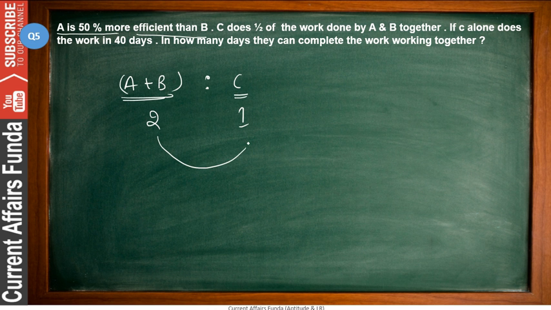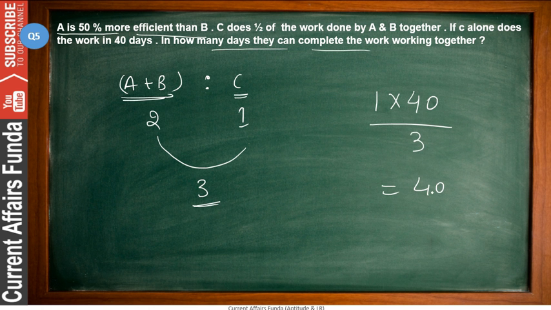So the combined efficiency will be 3. A plus B plus C is 3 units. C alone does the work in 40 days, so the work is the efficiency of C, that is 1, into 40. In how many days can they complete the work? They, that means A plus B plus C. Combined efficiency is 3, so divide by 3, and it will also be 40 by 3. So avoid the previous solution and follow this one, because this is really very precise, and just put your logic. I hope you understand this problem.